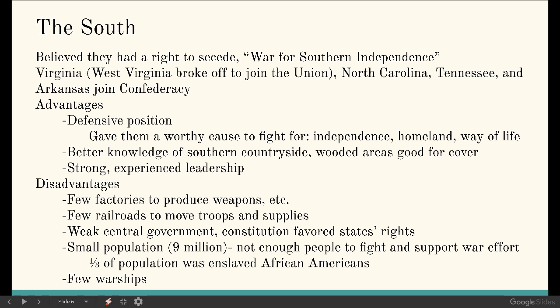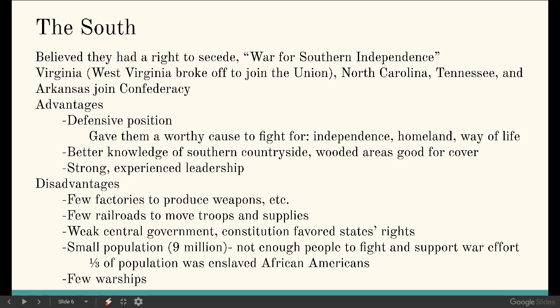They had a very weak central government, and their constitution favored states' rights. So if we go back to like the Articles of Confederation after the American Revolution, we saw that that didn't work out for the United States. The government was too weak, the states were too strong, and they ran into a lot of issues, which is why we ended up having to alter our government into one based on the Constitution, which we have today.